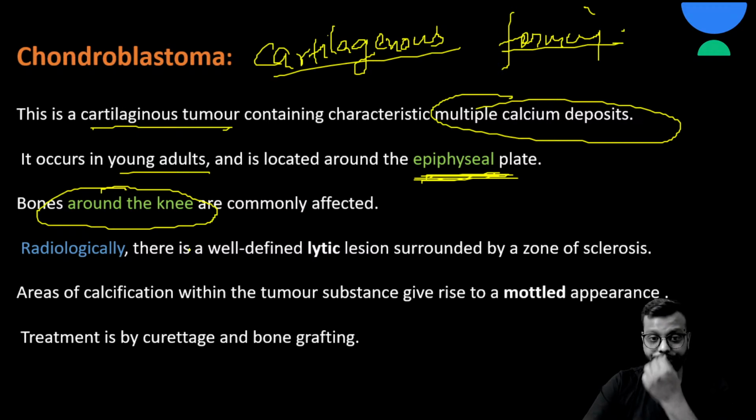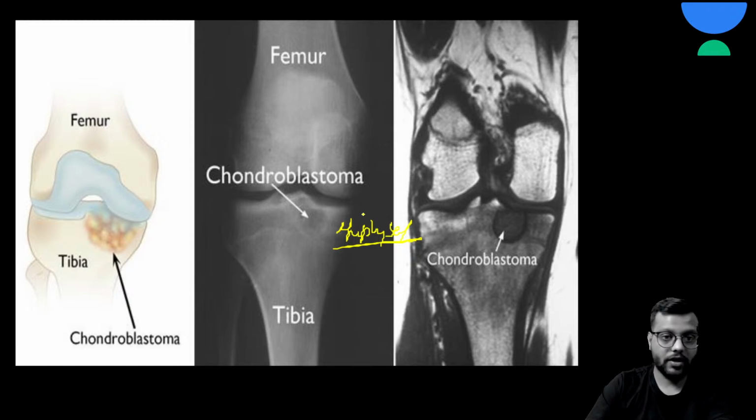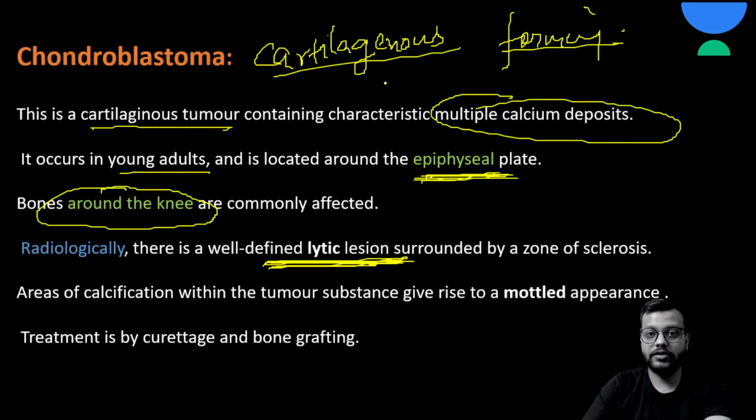Okay, and it is also a lytic lesion, okay, it is a lytic lesion with a zone of sclerosis. Here you can see, in the epiphyseal region in young age group of the knee joint, here you will have the chondroblastoma. Okay, it is a lytic lesion, cartilaginous forming.